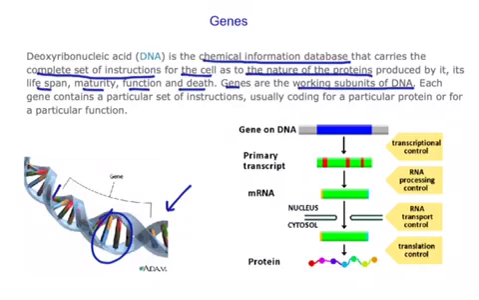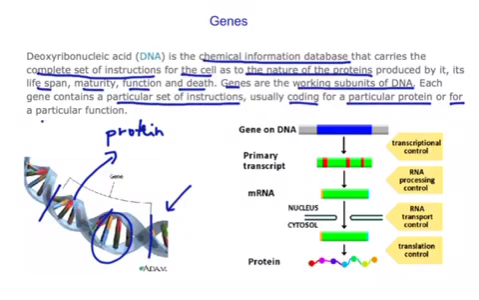So essentially what we mean by a gene is a particular length of a DNA molecule that carries information or a code that ultimately translates into a particular protein structure. So a gene is a particular set of instructions that codes for a particular protein or for a particular function. And I think that's a very good and concise definition.